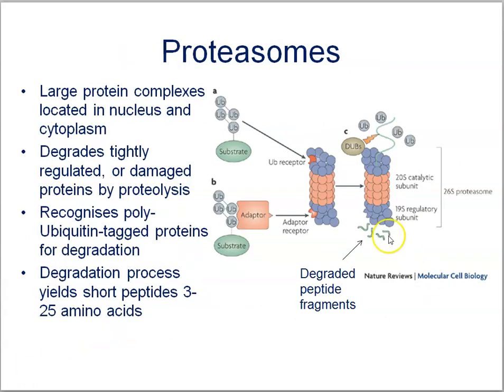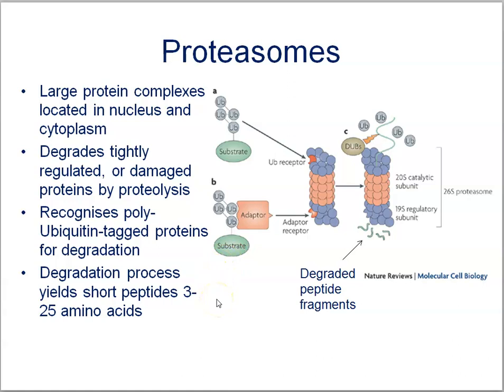So proteasomes are these organelles, roughly about the size of a ribosome, made up of multiple individual proteins. Each of these little balls here is an individual protein, and there are dozens of those to build up an intact proteasome. And they work by having a substrate, which is our protein of interest, that is going to be degraded. That protein becomes ubiquitinated.